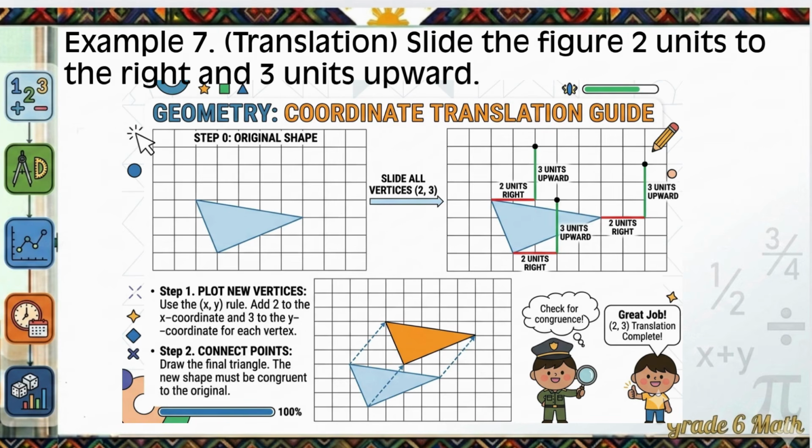Step 1. Plotting with the (2, 3) rule. In grade 6, we use a rule to tell us how to slide. Our rule today is (2, 3). The first number, 2, is for the x-axis. Since it's positive, we slide 2 units to the right. The second number, 3, is for the y-axis. Since it's positive, we slide 3 units upward.